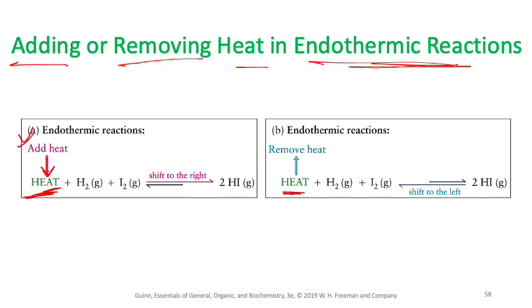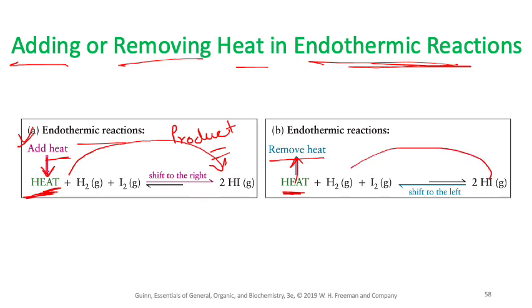Now the reaction will think, okay, I have more heat than we needed, we have to go to the product side to remove that extra heat. So that's why you will see the product is favored for an endothermic reaction when you add heat. But when you remove heat, then the reaction will think, I don't have enough heat to convert into a product, we need more heat, so let's move the reaction backward to make more heat, right? So that's why the reaction is favoring the reactant side when you remove heat for an endothermic reaction.